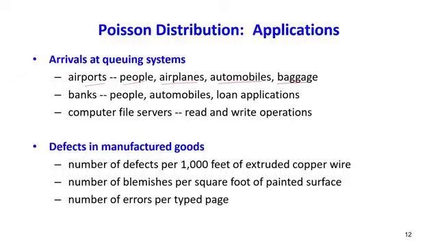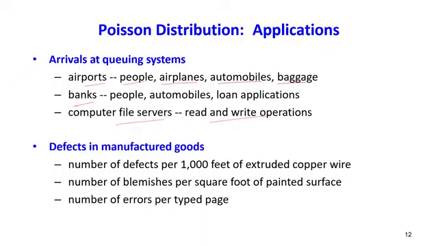Similarly for the banks, how many loan applications are coming in a day? They have to maintain the SLA, right? They cannot take days together to process one single application. If 100 applications are coming, then they need more manpower, more automation or resources to screen those applications. Similarly, in computer file servers, how many read and write operations are happening? For that, how many servers are required? All that kind of planning can be done if you can calculate the probability of those occurrences.